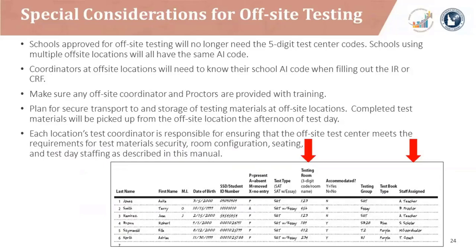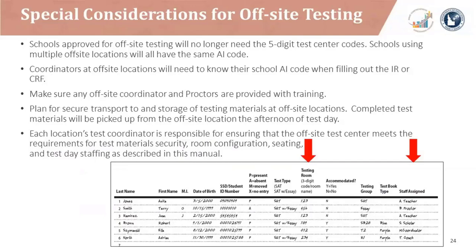Schools approved for off-site testing will no longer need the 5-digit test center codes. Schools using multiple off-site locations will all have the same AI code. Coordinators at off-site locations will need to know their school AI code when filling out the IR or their CRF.